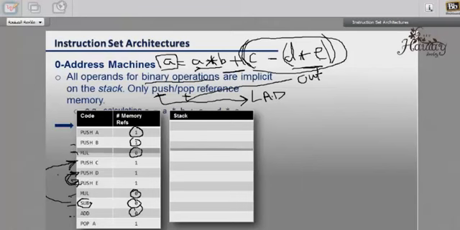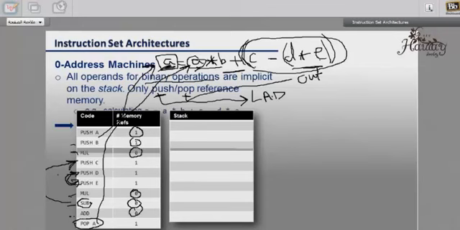So now we need to pop A, which means that we need to get the answer. This A is equivalent to this A, while this A is equivalent to this A, because this is like a value that we need to load, but this is a destination value that we need to find. So we say pop A.